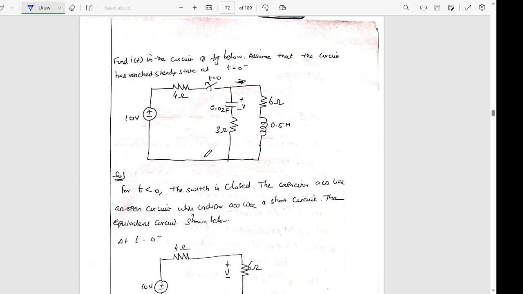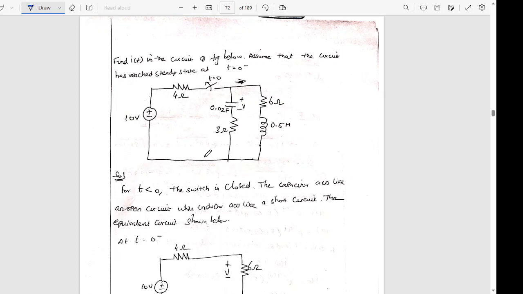So suppose that the switch is closed and your inductor and capacitor are excited with a source for a long time. So the inductor will act as a short circuit and the capacitor will act as an open circuit. We all know it. Once it reaches steady state, if the source is connected for a long time, it automatically reaches the steady state. So we assume that for a long time it was connected at t less than 0.